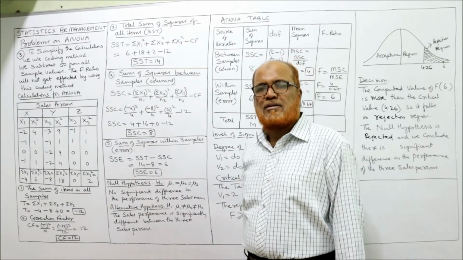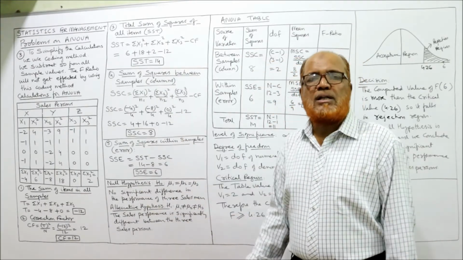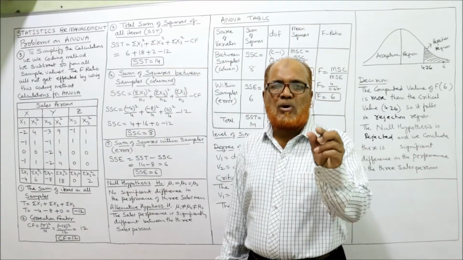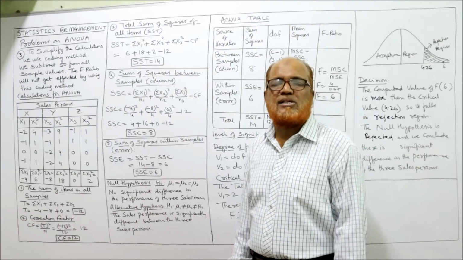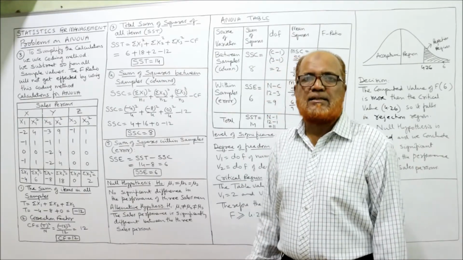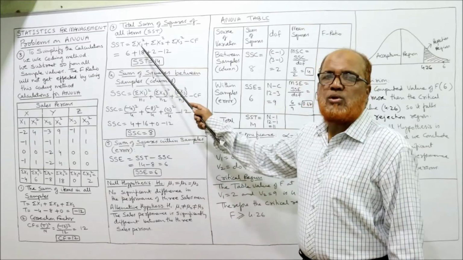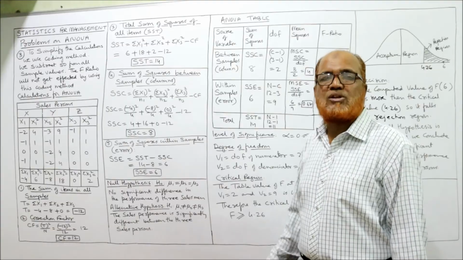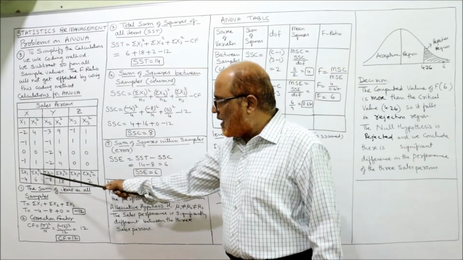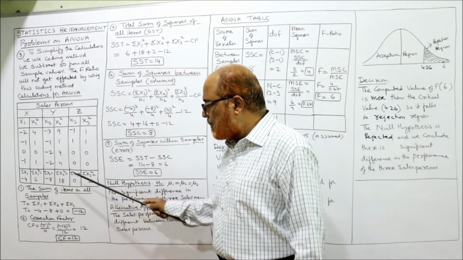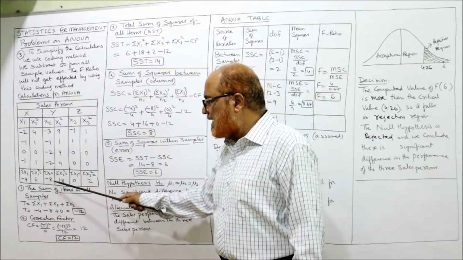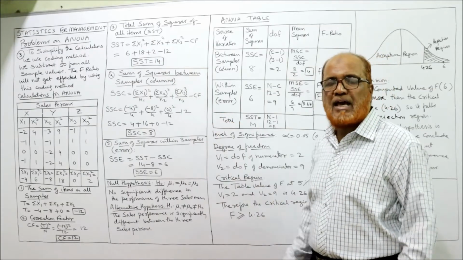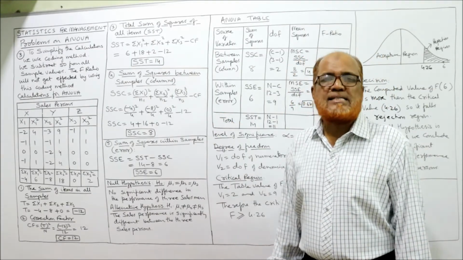2 steps completed. Third step, the total sum of squares of all the items. That is called SST. So SST is equal to summation x1 square plus summation x2 square plus summation x3 square minus the correction factor. So x1 square here is 6, plus 18, plus 2, minus 12. SST we got is 14.